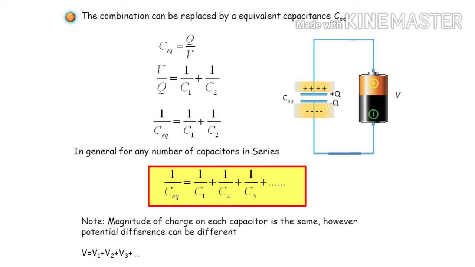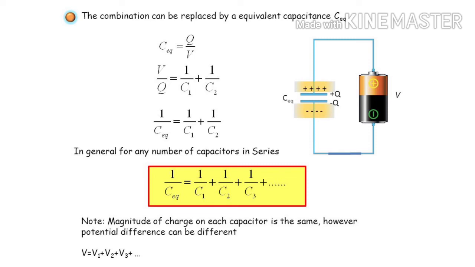Next is capacitances, when capacitances are connected in series and parallel. So in capacitors, when these are connected in series, we can see the combination of these series capacitances applied by a voltage source. This combination will have the equivalent capacitance C equals Q by V. This is the formula for capacitance, charge per unit voltage. So V by Q equals 1 by C1 plus 1 by C2, where 1 by C equivalent equals 1 by C1 plus 1 by C2. So this is when capacitors are connected in series.